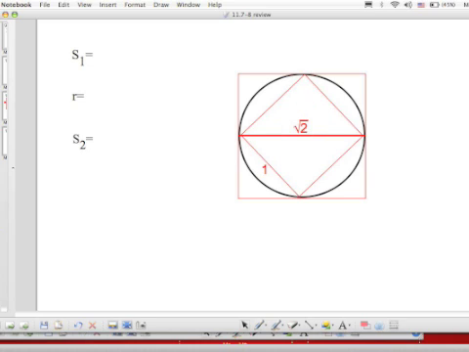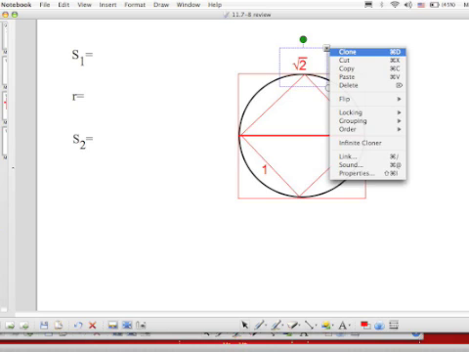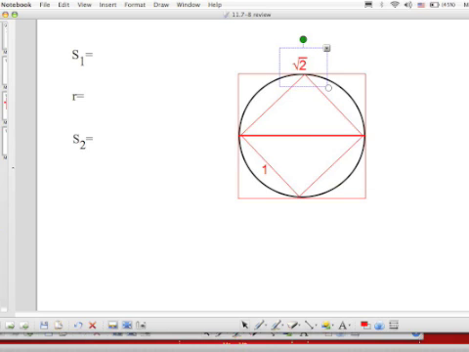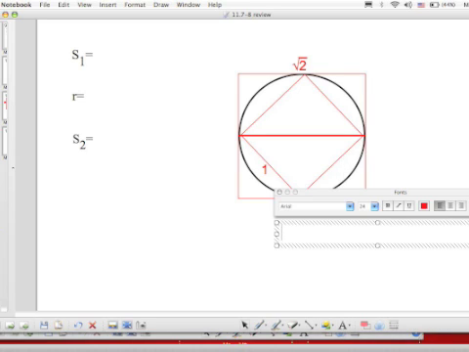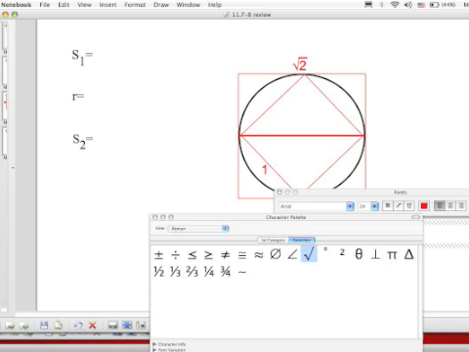Now, because this inscribed angle is 90 degrees, then it is intercepting a 180-degree arc, which means that this dark red line is the diameter of my circle. So that allows me to find my radius. Also, because this is a square and it has been cut in half, then the square root of 2 is also the side length of the larger square. Square root of 2 divided by 2 would be the measure of your radius.